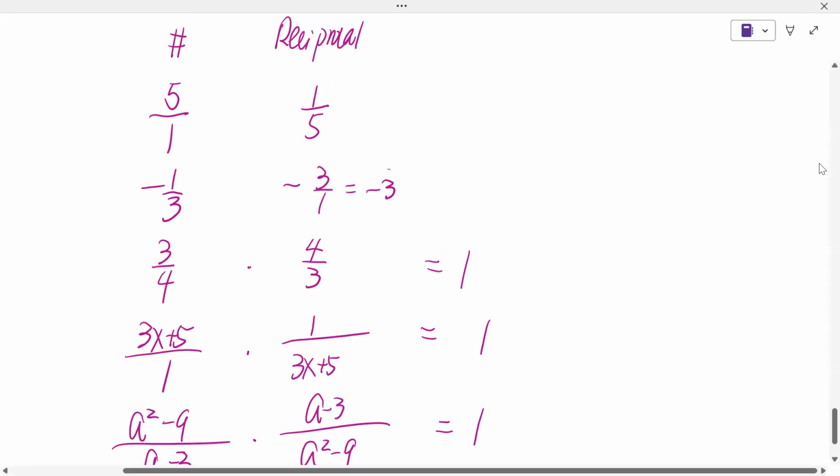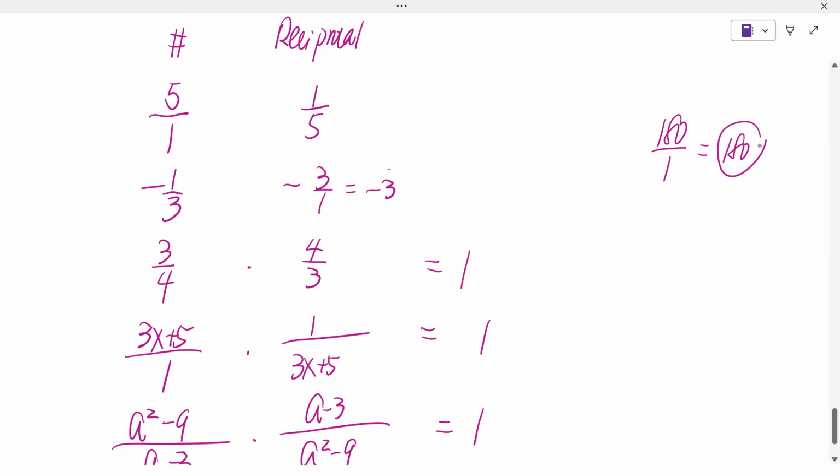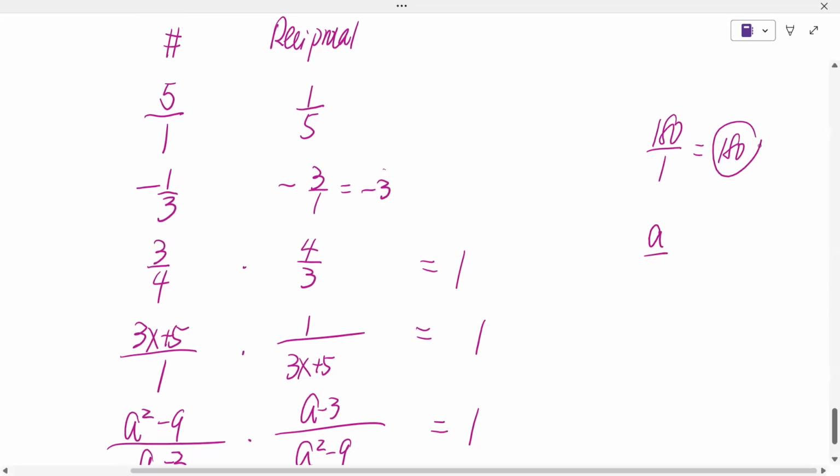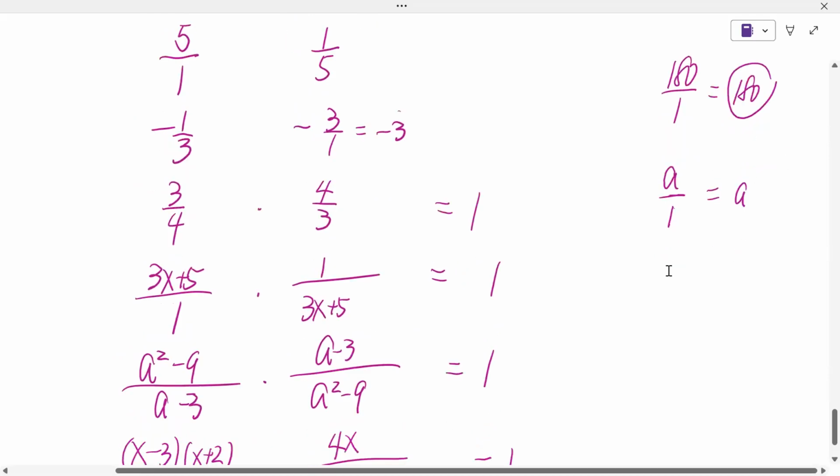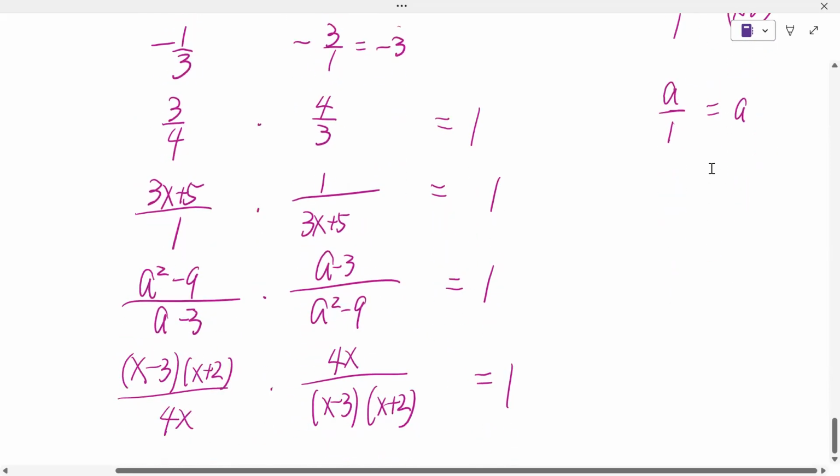In the process, for example, you could have something like 180 over 1, but we usually wouldn't write it as 180 over 1. You're going to write it as 180 because it's easier that way. Any number over 1 is the same thing. So a over 1 is a. That's a typical property for division by 1.